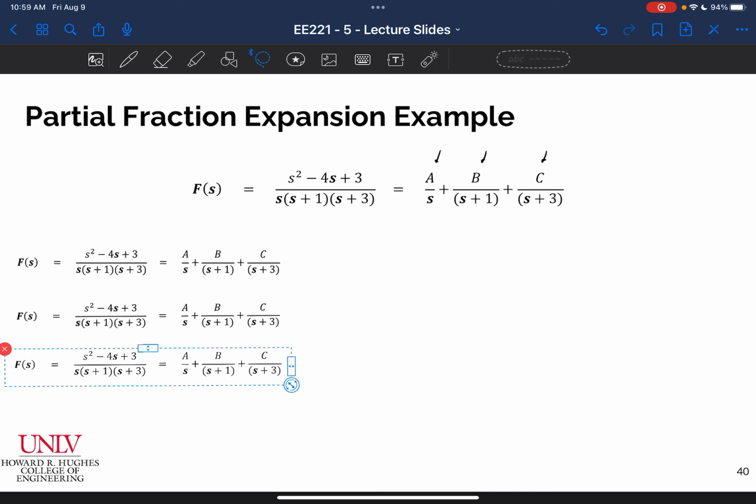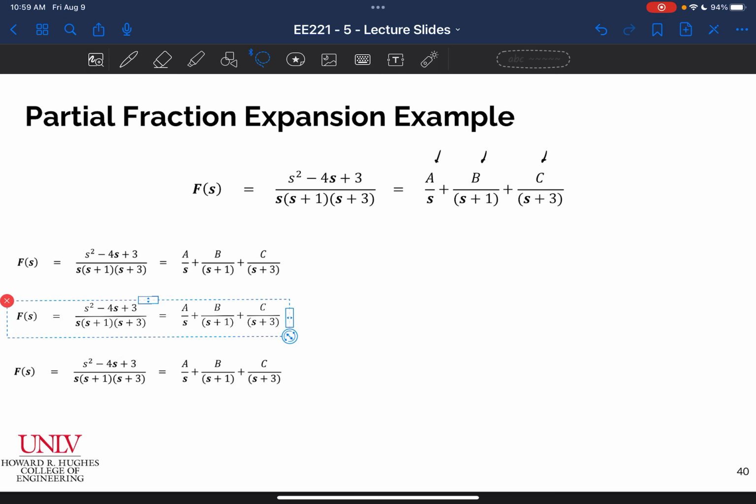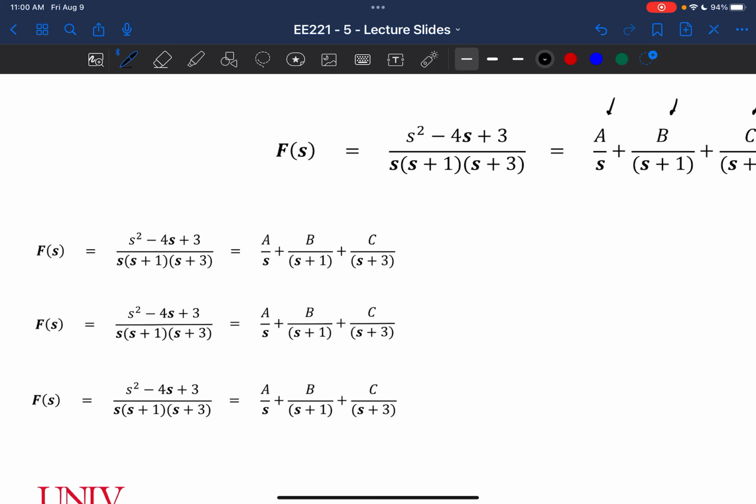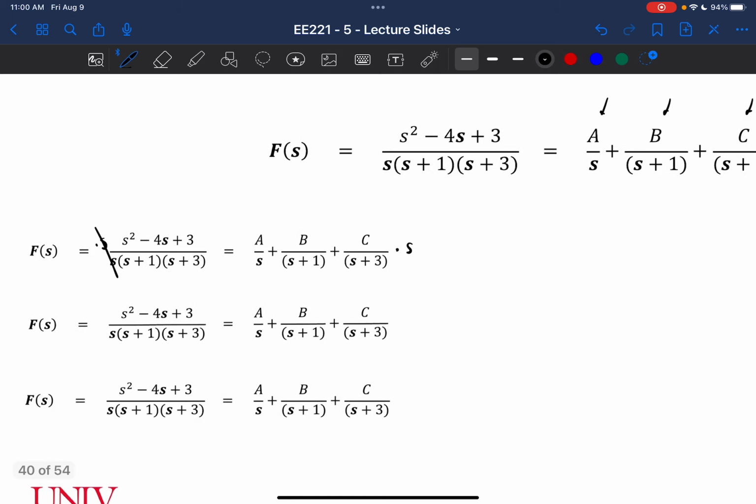Okay, so these three, because we need to find A, B, and C, so we basically need to do this three different times. And so what we're going to do here is, in order to find A, we take the denominator of A and we multiply both sides by that denominator. So here we're going to multiply both sides by s. And what you'll notice is that it allows us to cancel the s on the left side and the s on the right side as well with the term that we're after. So here we're after A.